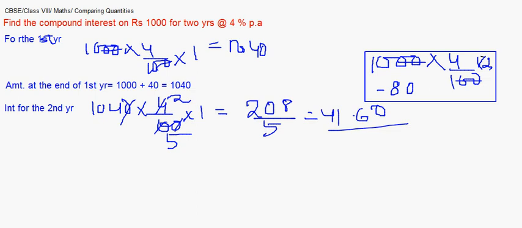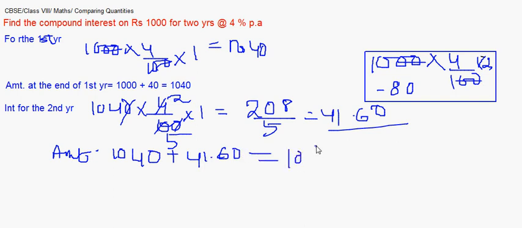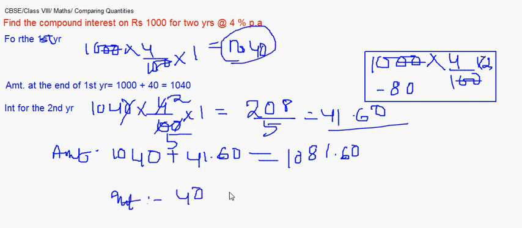So actually the amount at the end of the second year will be the principal at the first of that year plus this interest. That's coming to be 1081.60. So the total interest for both the years: first year it was 40, and for the second year, it is 41.60. So it becomes 81.60.